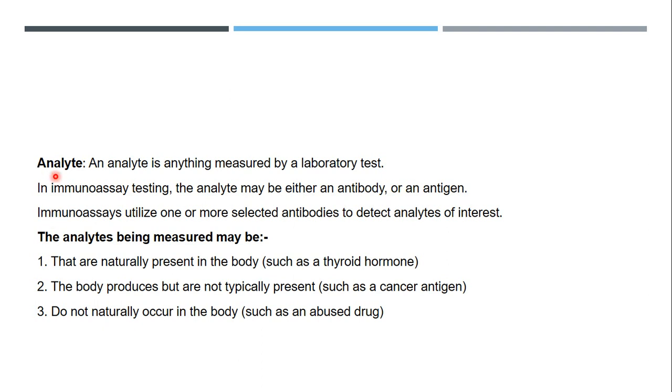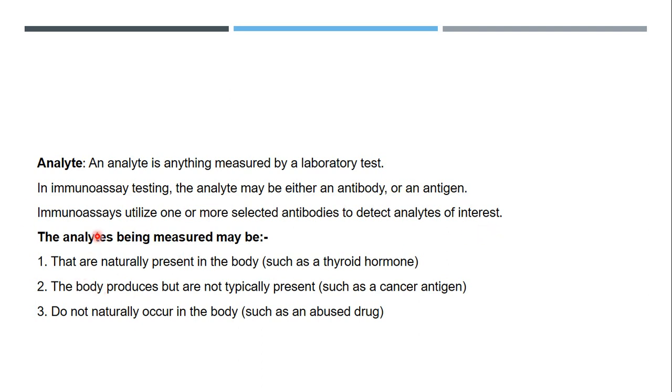Next is analyte. An analyte is anything measured by a laboratory test. In immunoassay testing, the analyte may either be an antibody or an antigen. So we can measure either an antibody or an antigen. Immunoassays utilize one or more selected antibodies to detect analytes of interest.